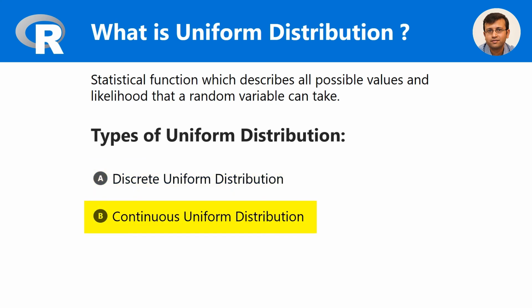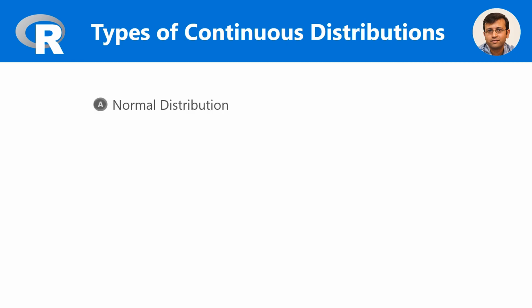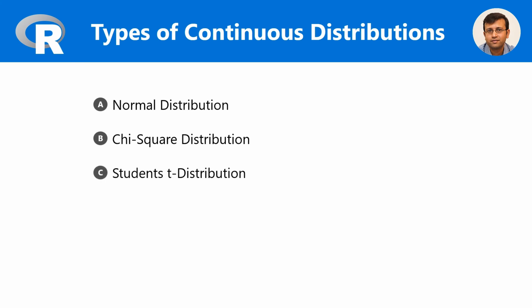Some uniform distributions are continuous rather than discrete. An ideal random number generator would be considered a continuous uniform distribution. With this type of distribution, every variable has an equal opportunity of appearing. There are several other important continuous distributions, such as normal distribution, chi-square distribution, and student's t-distribution. A uniform distribution with only two possible outcomes is a special case of a binomial distribution.